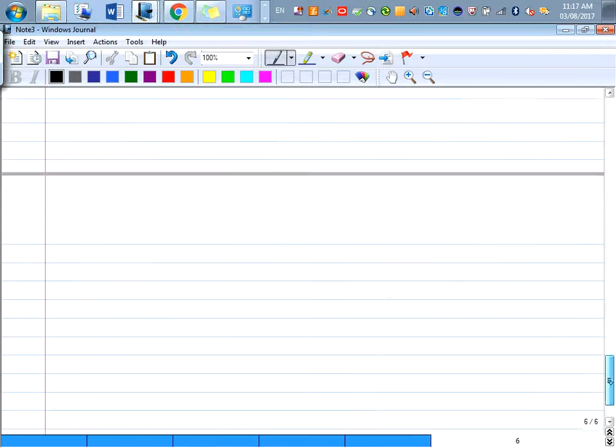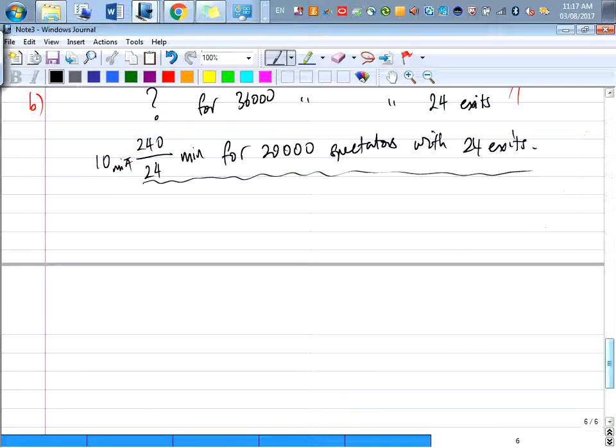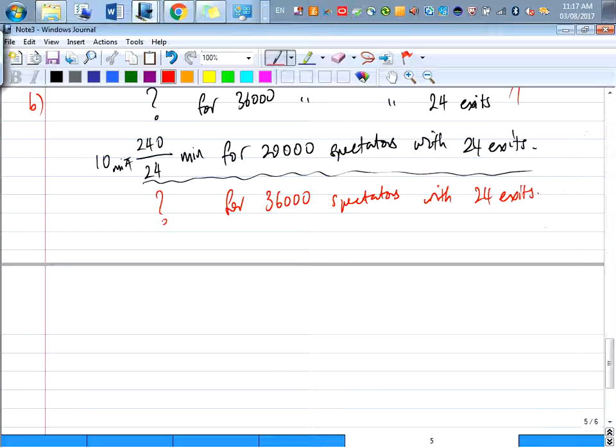Now, things have changed. In part B, they tell you that the number of spectators is no longer 20,000. In fact, it is going to be 36,000 now, with 24 exits. So that's the question we need to answer. Since we need 10 minutes to evacuate these 20,000 spectators, do you expect more or less time to evacuate 36,000 spectators with the same number of exits? We expect more. So in this case, it is going to be directly proportional. Earlier on, it was a case of inversely proportional. Right now, it is a case of directly proportional. So, answer? This should be very straightforward. Primary school type of question already.